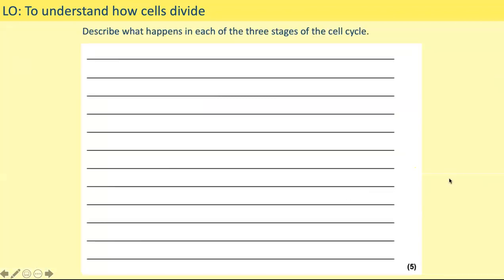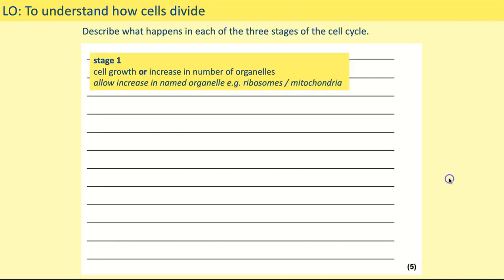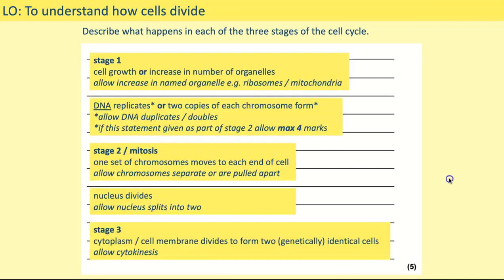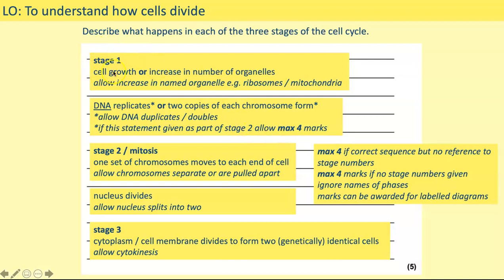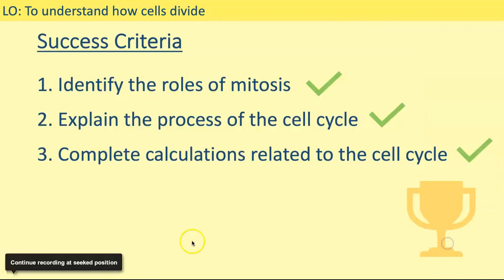The final question asks us about the 3 stages of the cell cycle, but it is a 5-mark question. So we need all 5 points for 5 marks. We need stage 1, cell growth and DNA replication. Stage 2, mitosis, the chromosomes move to each end of the cell. The nucleus also divides, and then stage 3 is cytokinesis. And there we are done.